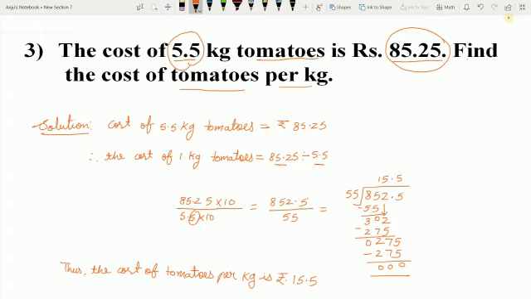So students, this is how you can solve division word problems on decimals. I hope your concept is clear.